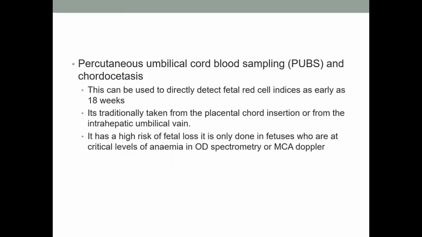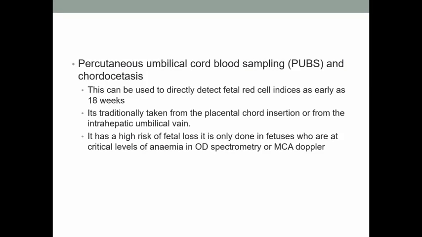For that, we do a thing called PUBS. PUBS is percutaneous umbilical cord sampling. We put a needle through the tummy towards the baby's umbilical cord. We give an anesthetic medicine to the umbilical cord, and the baby will be anesthetized and will not be moving after that. And then we'll take some blood and check the amount of hemoglobin in that baby. And if we want, we can transfuse blood to the baby through the umbilical cord, right? So after 18 weeks, we can do this.